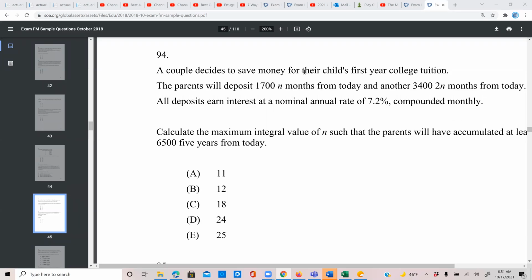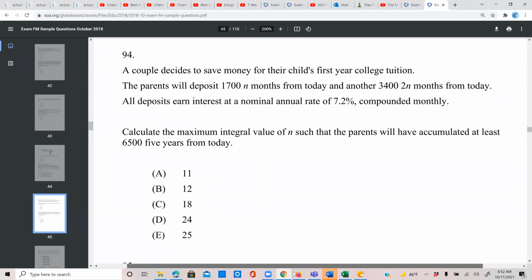A couple decides to save money for their child's first year college tuition. Parents will deposit 1,700 n months from now and another 3,400 2n months from now. All deposits earn interest at a nominal annual rate of 7.2% compounded monthly. Calculate the maximum integral value of n such that the parents will have accumulated at least 6,500 5 years from today.